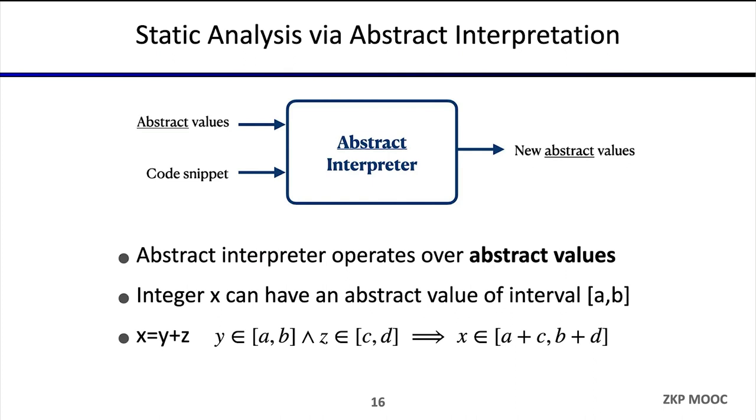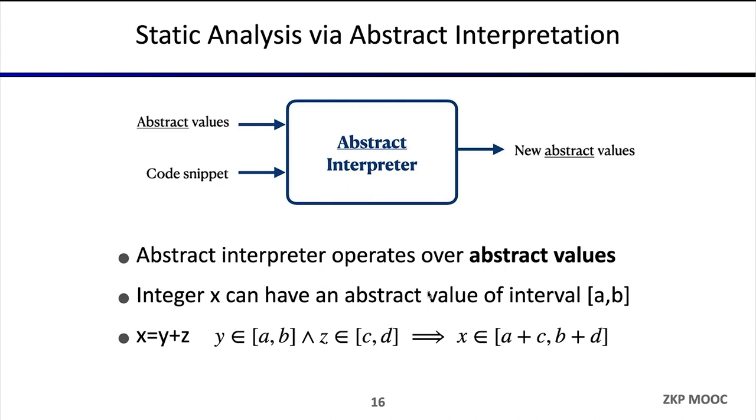If you can follow the previous concrete interpreter, then congratulations, because an abstract interpreter works exactly like a concrete interpreter, except that it operates over abstract values, which represent a set of concrete values. For instance, an integer x can have an abstract value of an interval between a and b, in the sense that x is greater than or equal to a and less than or equal to b.